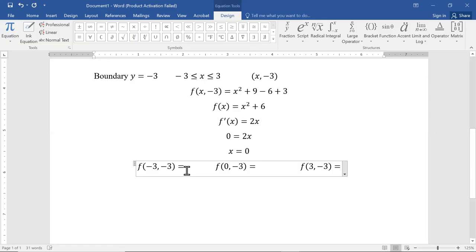When I plug in (-3, -3), you can just plug in to this one because all the y values are -3. So we're going to get 9 plus 9 minus 6 plus 3. That's going to give us a 15.